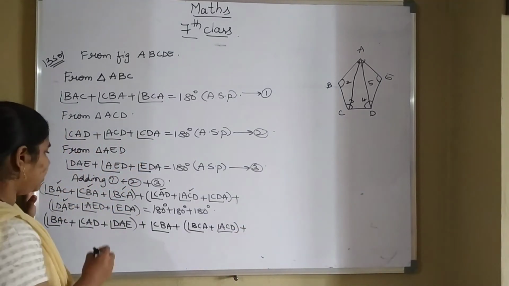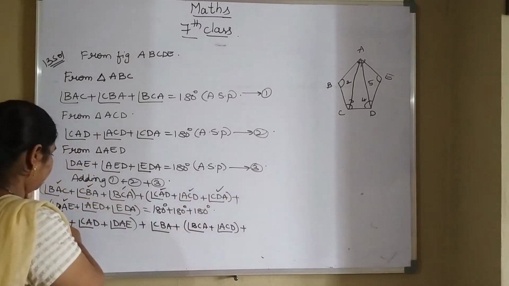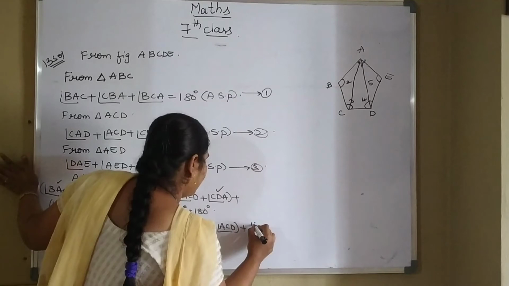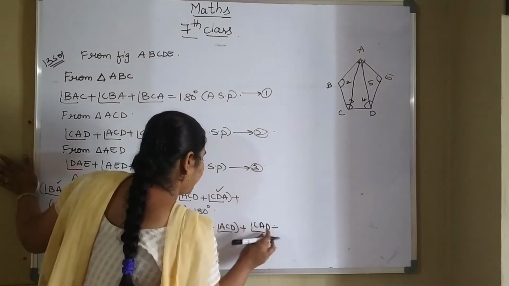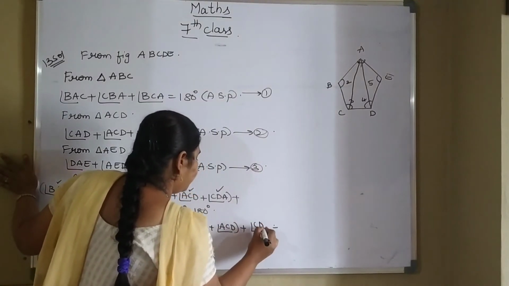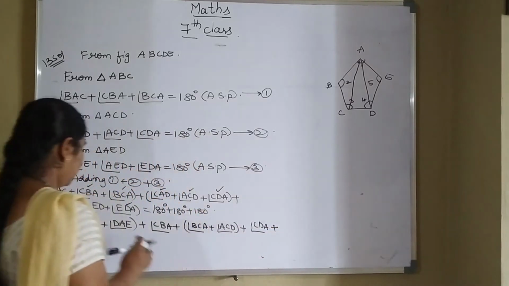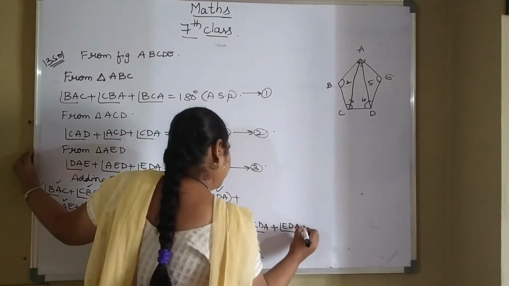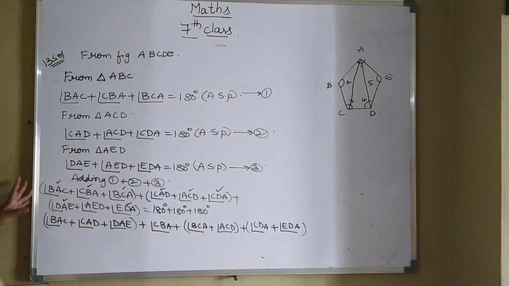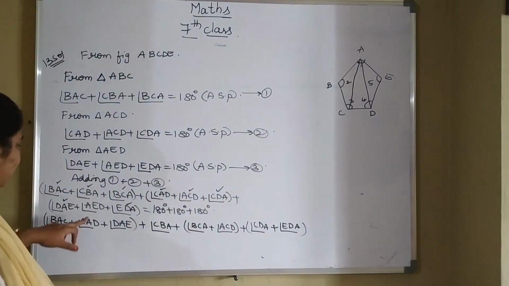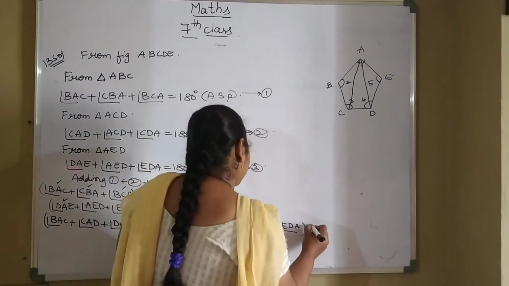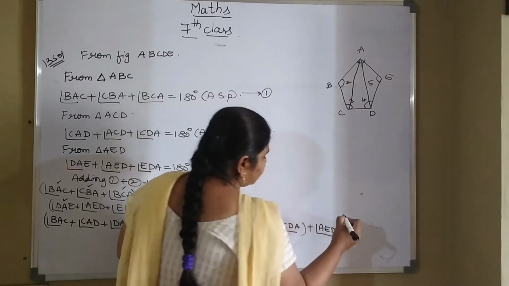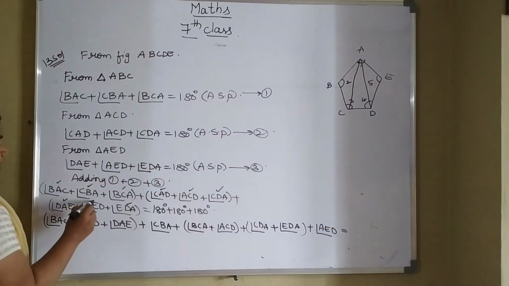Now angle D. You see angle D and angle D, only two are there. So angle CDA plus one more, angle EDA. So this is angle D. Next is angle E. Where is angle E? This one. So angle AED, only one is there. Okay, so this is angle E.